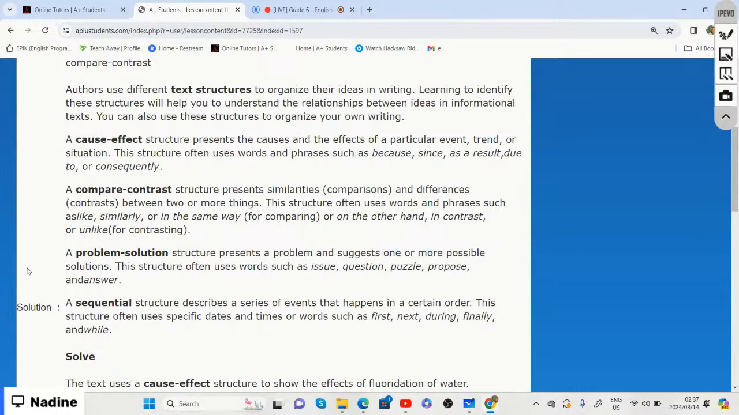Then we have the second one, which is a compare and contrast structure. It presents similarities, which are the comparisons, and differences, which are the contrasts, between two or more things. And then we have a problem solution structure. It presents a problem and suggests one or more possible solutions. This structure often uses words such as issue, question, puzzle, propose, and answer.